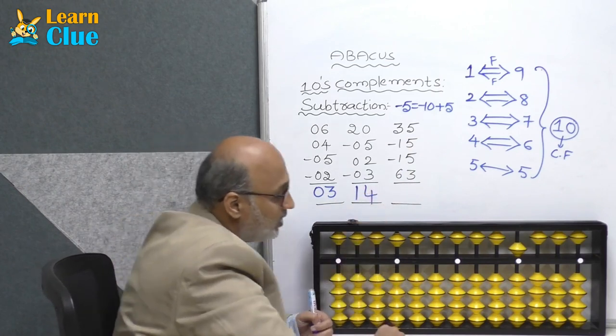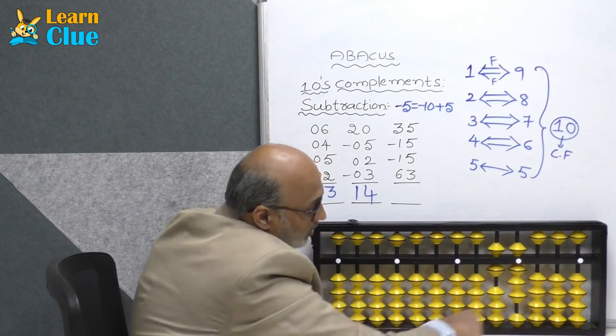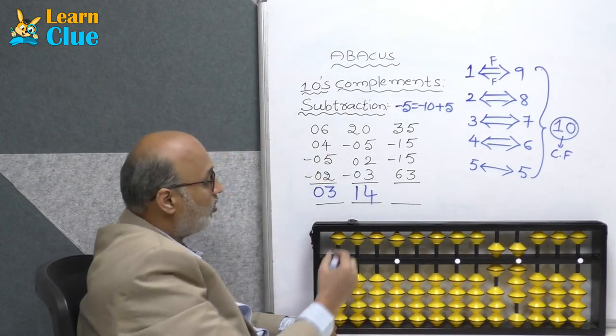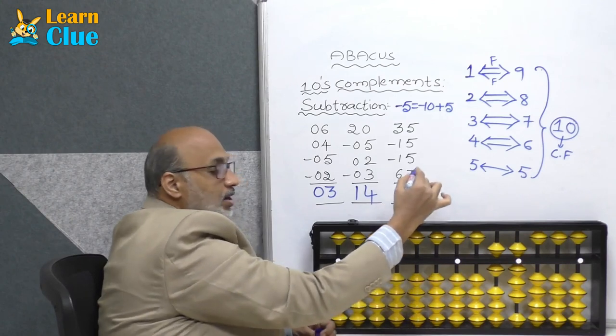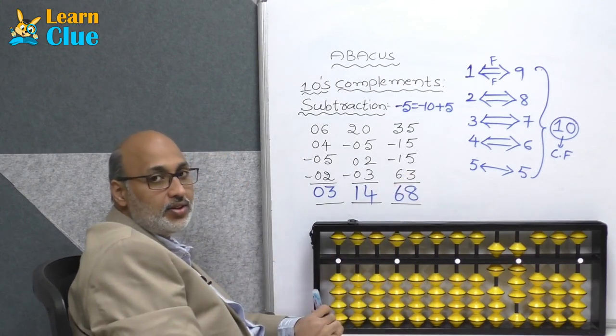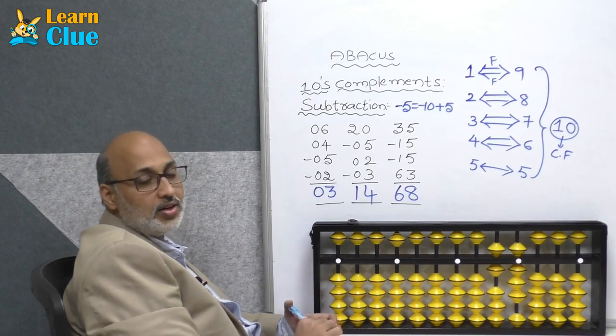Now they are asking plus 63, plus 60 plus 3, which is direct. Okay, now tell me what is the answer? 68 is the answer. Like this, you have to practice minus 5 technique in tens complement subtraction.